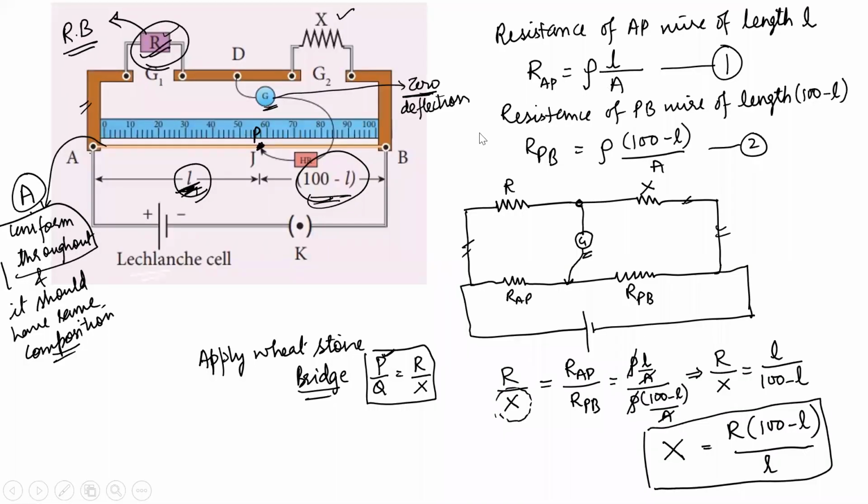So this meter bridge is based on the Wheatstone bridge. If somebody asks you what is the principle on which the meter bridge is based, you can answer that the meter bridge is based on the Wheatstone bridge. This meter bridge is also called the slide wire bridge.